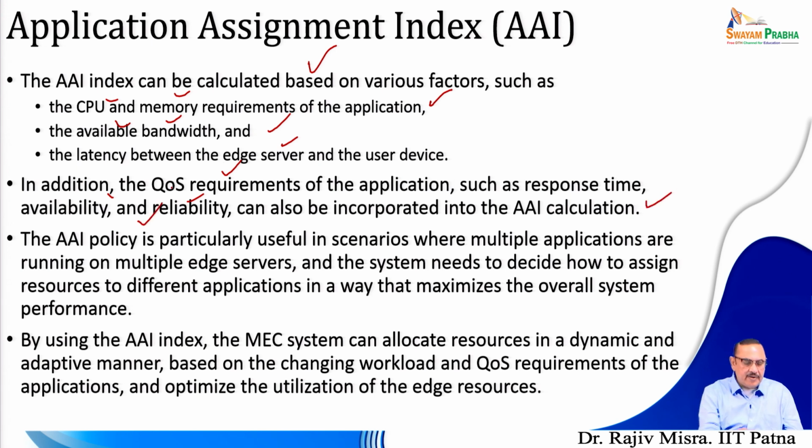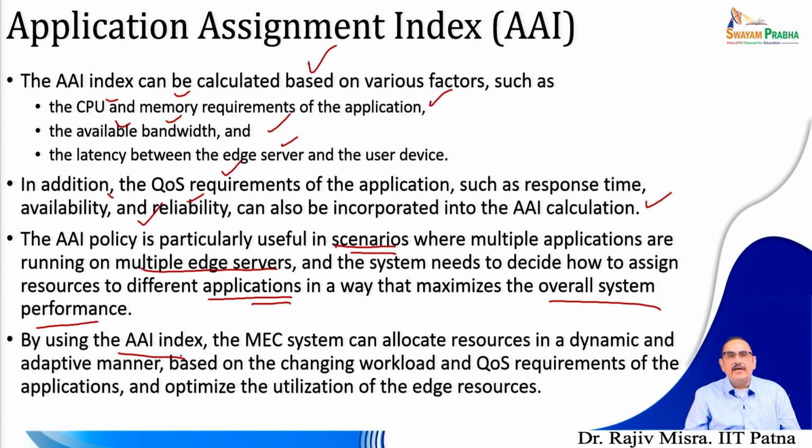So, the application assignment index policy is particularly useful in scenarios where multiple applications are running on multiple edge servers and the system needs to decide how to assign the resources to different applications in a way that maximizes the overall system performance. By using the application assignment index, the MEC can allocate the resources in a dynamic and adaptive manner based on changing workloads and QoS requirement of the application and optimize the utilization of edge resources.